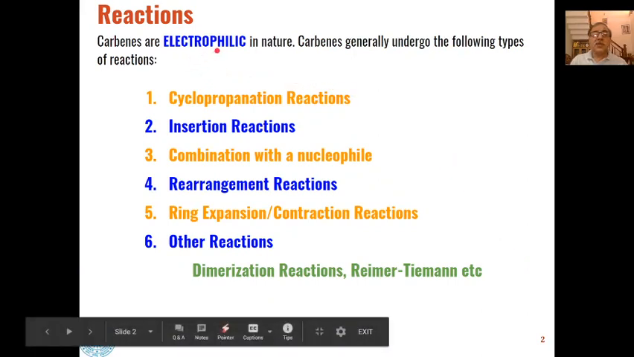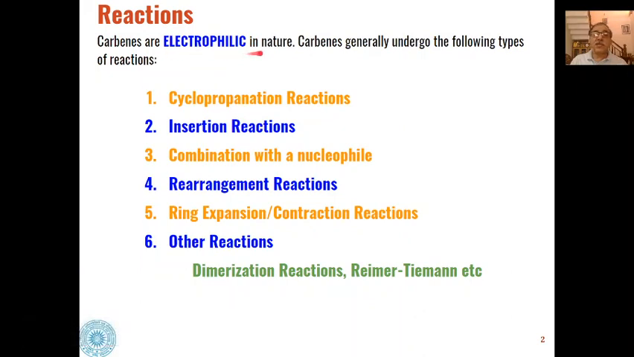Carbenes, as you know, are electrophilic in nature, and because of this electrophilic nature they generally undergo addition or insertion reactions. The most common reactions among the carbenes are cyclopropanation reactions and insertion reactions. Then, being an electrophile, they can combine with a nucleophile, so combination with a nucleophile is another type of reaction they undergo.